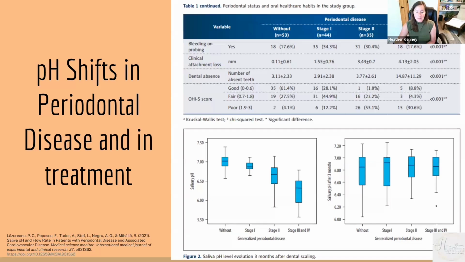And we'll just talk a little bit about pH as well. So pH shifts in periodontal disease, and we can shift it with treatment of periodontal disease. So in general, someone with periodontal disease, the more severe they are, you can see in this little chart here that in stage 3 and 4 periodontal disease, you're going to have a lower salivary resting pH. So it'll be below, I would say, 6.25. And those periodontal pathogens will bring that down.